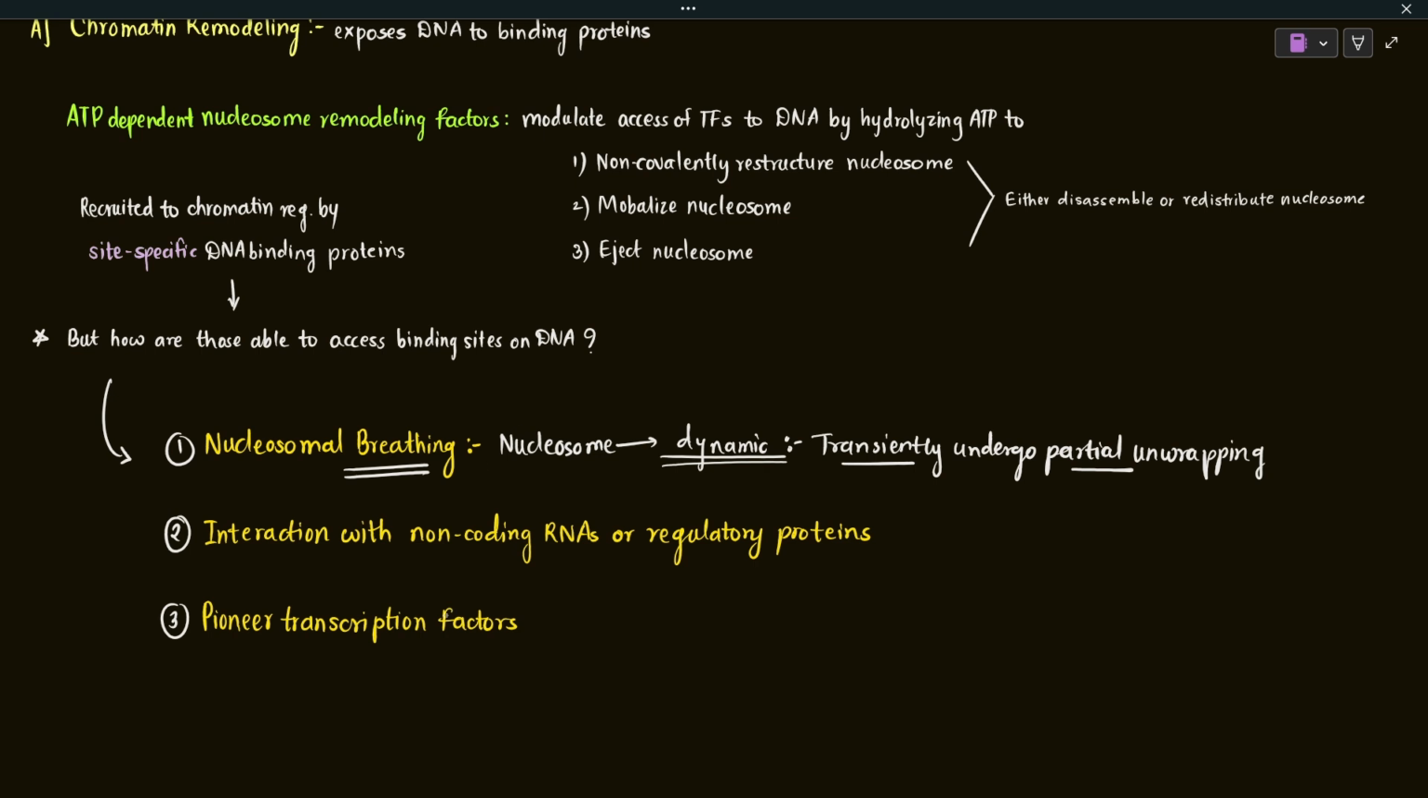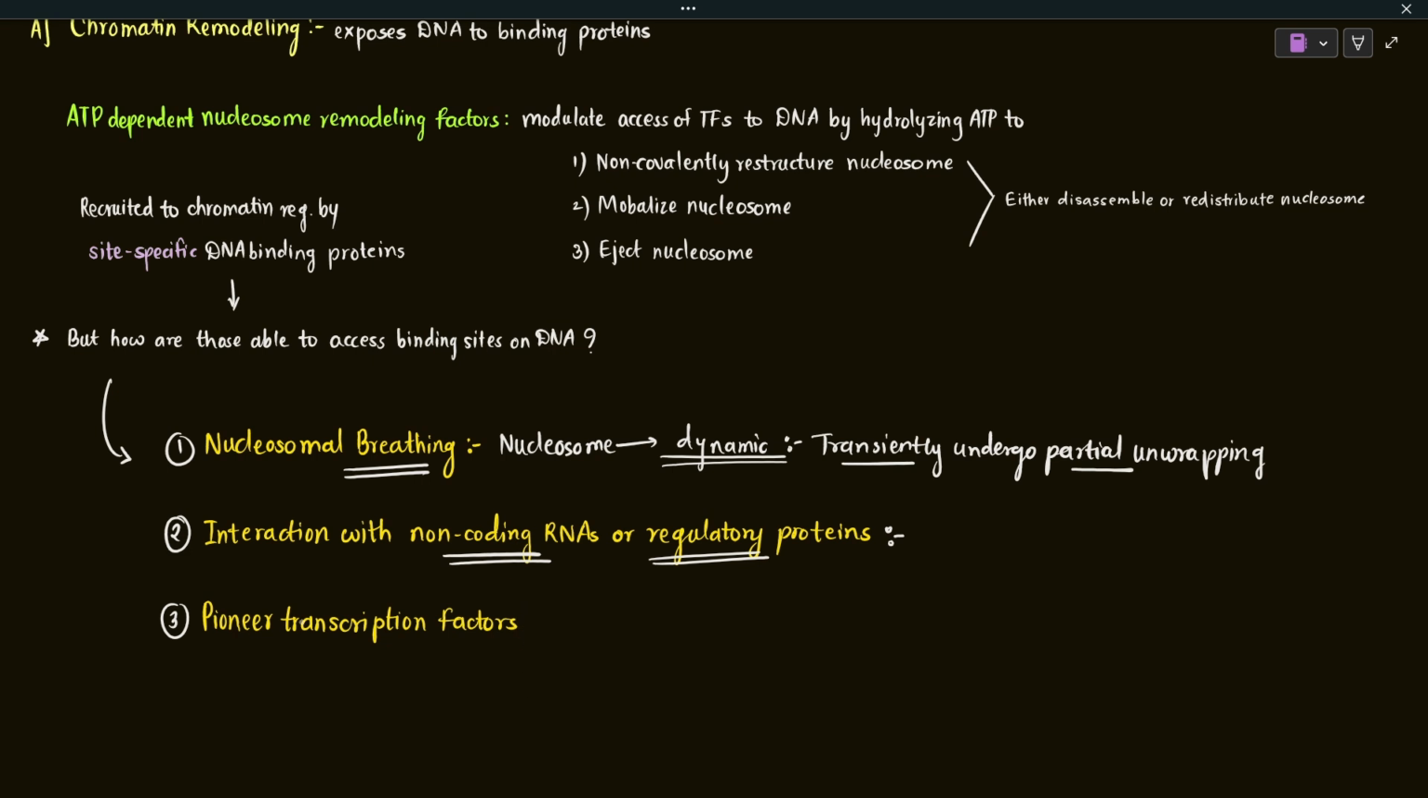Or the other reason could be interaction with non-coding RNAs or regulatory proteins. The regulatory proteins have the characteristic that they can bind to histones, and there are a lot of RNAs which do not code for proteins. Such RNAs are known as non-coding RNAs. These non-coding RNAs can interact with the nucleosomes and provide the binding site for the remodeling factors.